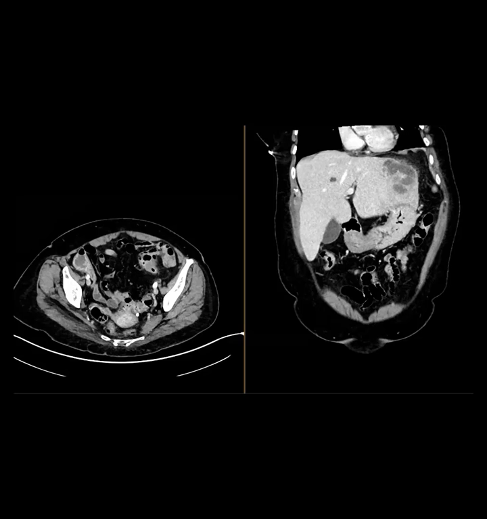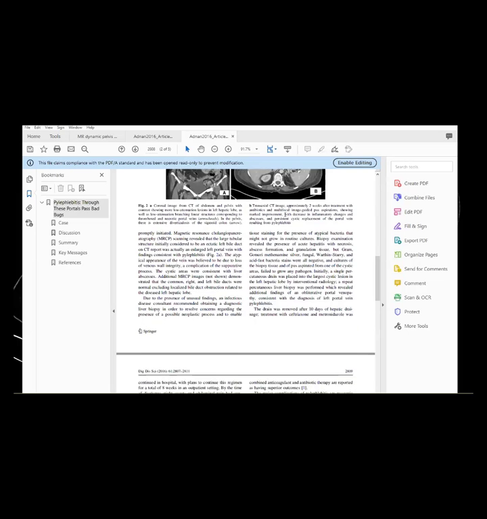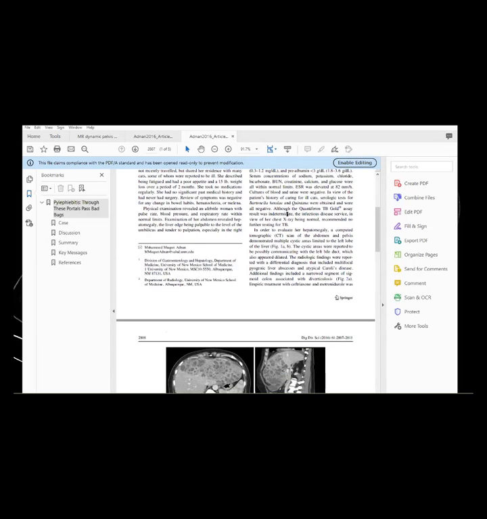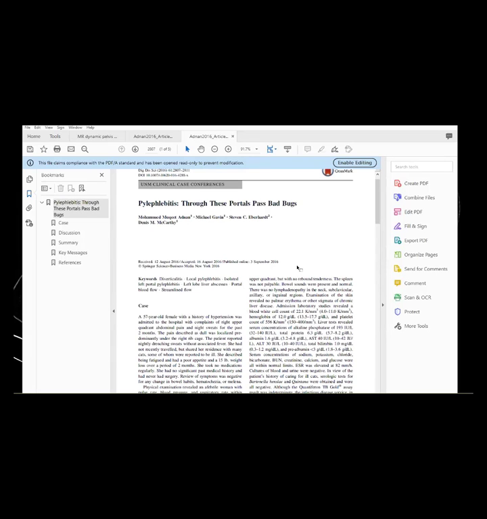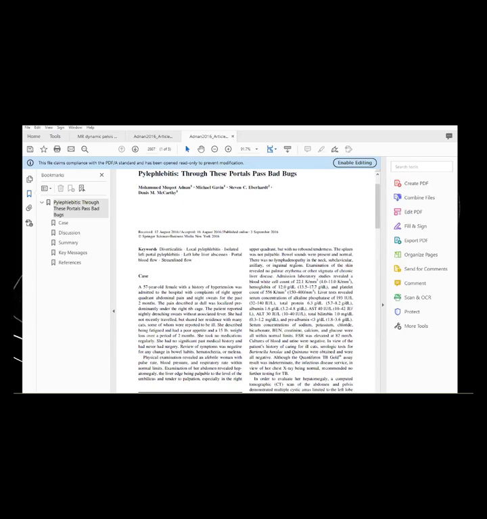So anyway, it's just a nice example of that portal flow from the sigmoid that goes into the left portal. Because most abscesses are in the right hepatic lobe, right? That's how we learn most hepatic abscesses, in the right hepatic lobe, because the right portal vein is nice through gravity and it carries the volume of the liver. But sigmoid likes the left hepatic lobe. Kind of interesting. She found it.